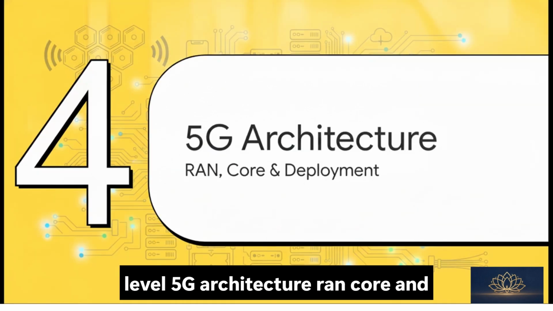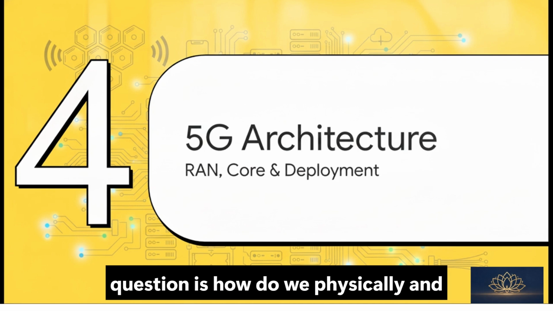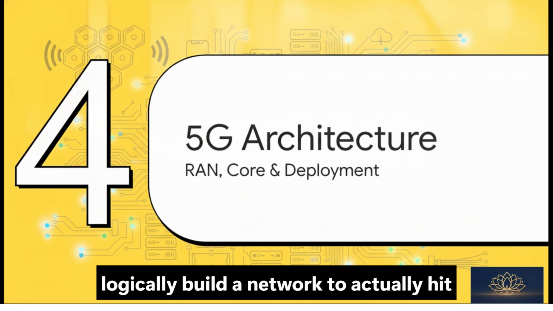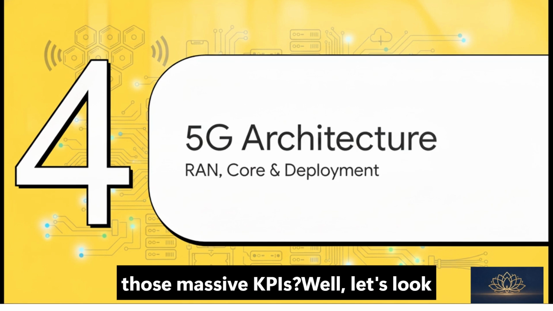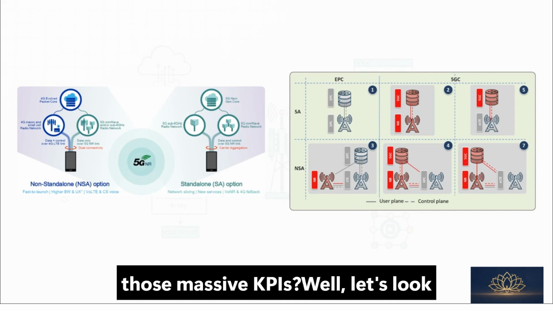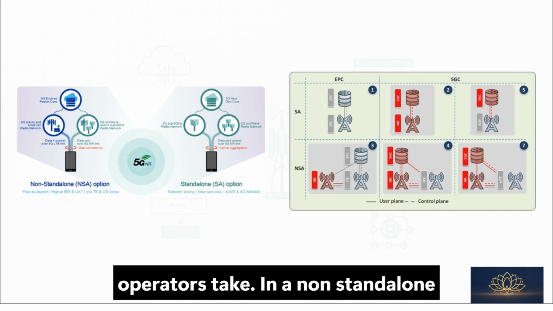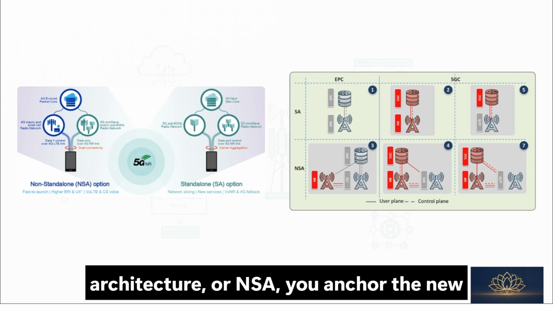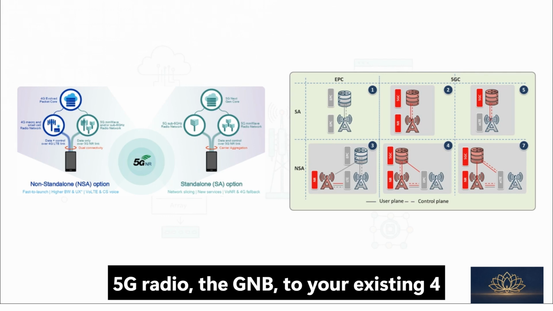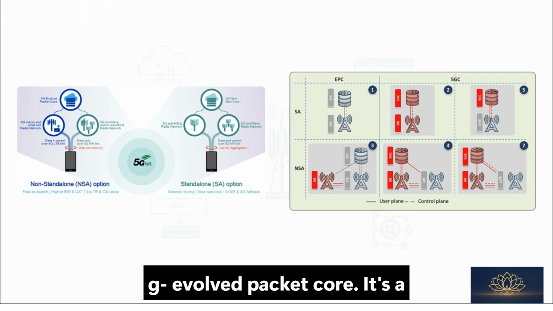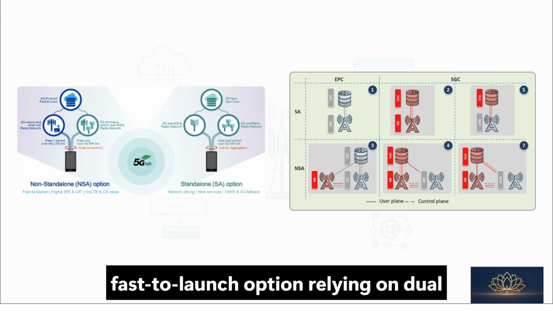Section 4, High-Level 5G Architecture, RAN, Core, and Deployment. So the million-dollar question is, how do we physically and logically build a network to actually hit those massive KPIs? Well, let's look at the deployment migration paths operators take. In a non-standalone architecture, or NSA, you anchor the new 5G radio, the gNB, to your existing 4G evolved packet core. It's a fast-to-launch option relying on dual connectivity.